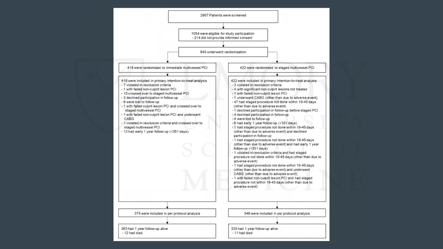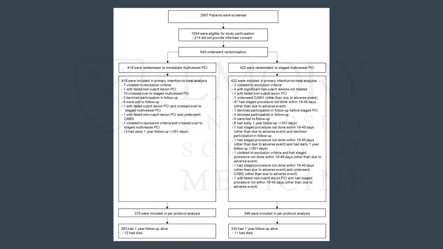This is essentially a very similar graph, but this is more in terms of the per protocol analysis. So the top of the flow chart is essentially the same. But again, we have various reasons as to why, once they were randomized to the immediate and staged groups, the patients either were or were not able to go through with the per protocol analysis.